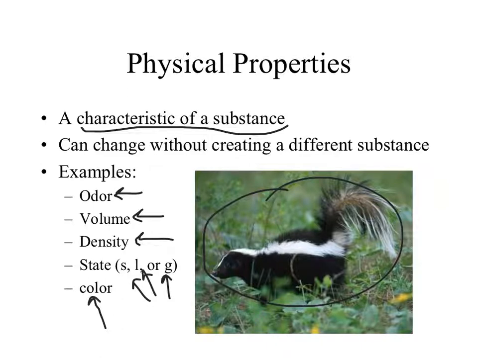Now, physical properties can change in a substance without the substance actually changing. So what does that mean? Well, think about water. If we have water in the liquid form and we freeze it, eventually we can turn that water from liquid to solid, like an ice cube. So it's still water, but it went from liquid to solid, so it went through a physical change. So we can change the physical properties of objects without changing the actual substance that it is.